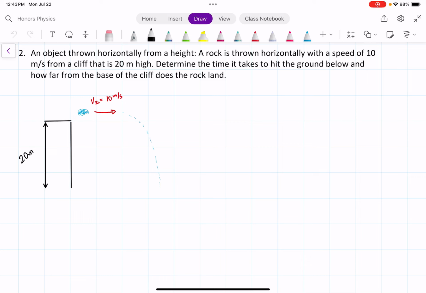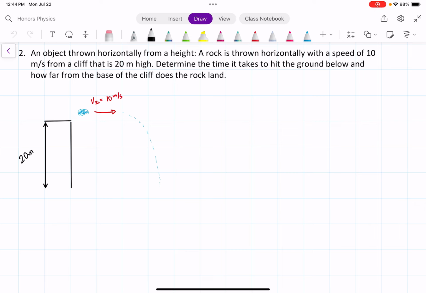A rock is thrown horizontally with a speed of 10 meters per second from a cliff that is 20 meters high. Determine the time it takes to hit the ground below and how far from the base of the cliff the rock lands. You'll note that this problem has the same height as the previous problem, but now we have a horizontal velocity. So we're going to do this the same exact way.